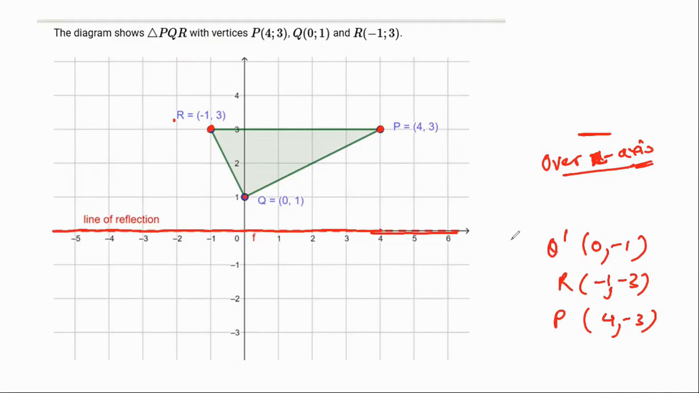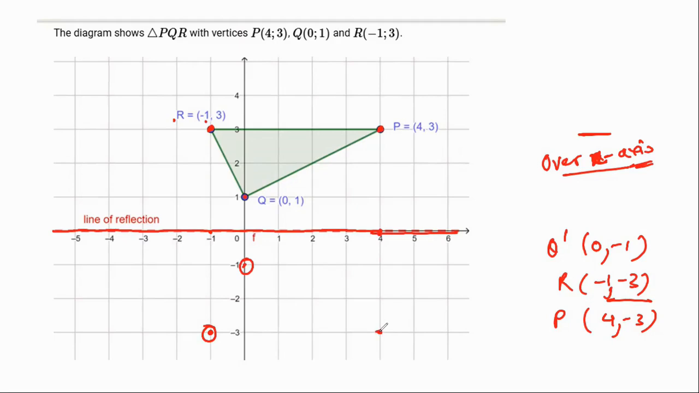So let's draw it. So Q dash is 0, negative 1. 0, negative 1 is this one. R is minus 1, minus 3. So minus 1 and minus 3. So here, because they are meeting here. Then 4, negative 3. Oh, sorry. Wait a minute. I have made a mistake. Minus 1, minus 3. This is minus 1 and minus 3. So that's my point. Okay. Then 4, negative 3. 4 positive x and y negative 3.